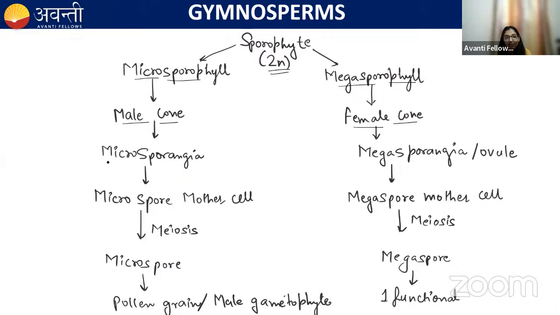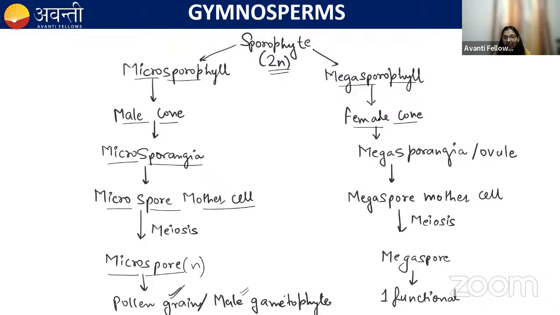These microsporophylls contain microsporangia. The microsporangia bear the microspore mother cells. When meiosis occurs in these microspore mother cells, haploid microspores are formed. These microspores, on maturation, form the pollen grain, which is the male gametophyte.